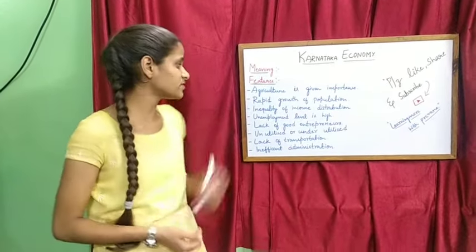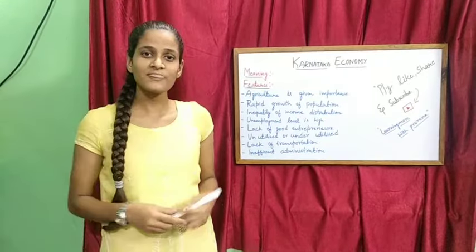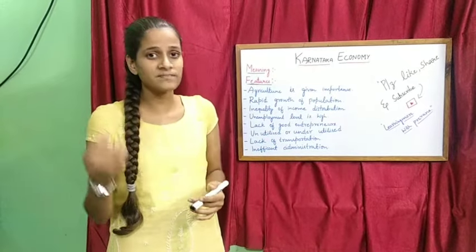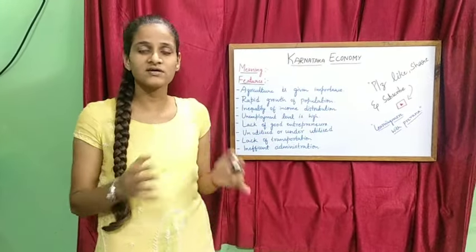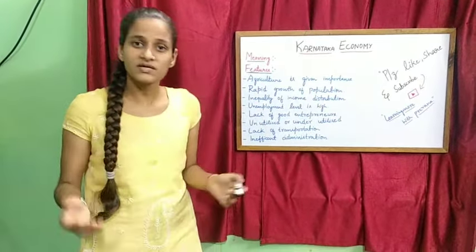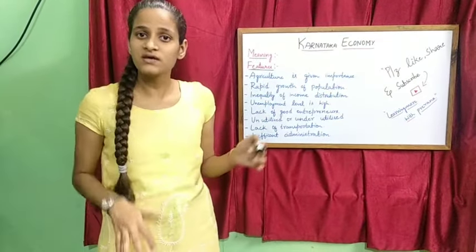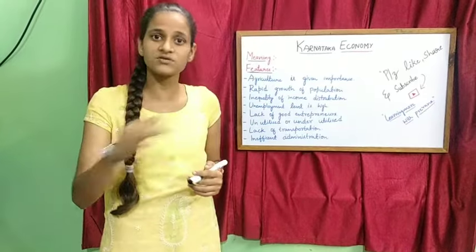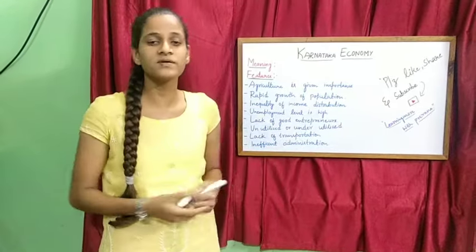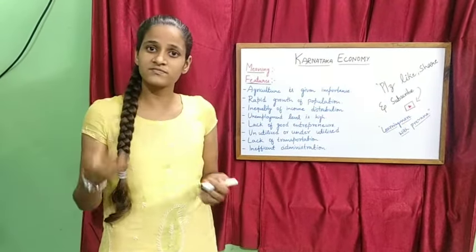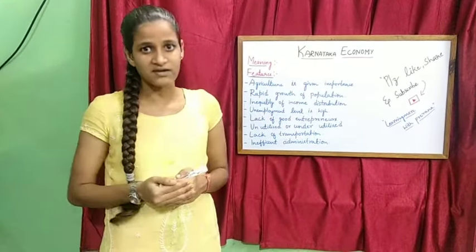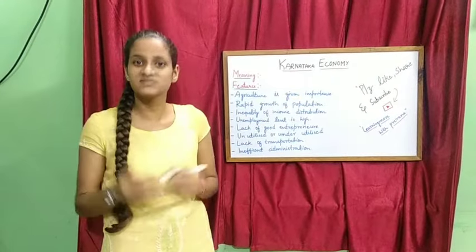The next point is inequality of income distribution. As we are studying Karnataka economy, let us take the example of Bangalore, because it is the capital city of Karnataka and it has top class facilities. You can see that there is a difference in income level; the distribution of income is not equal. Many people work in IT and get good jobs, and many people do hard work but do not get a sufficient or satisfactory salary. So there is an unequal distribution of wealth.